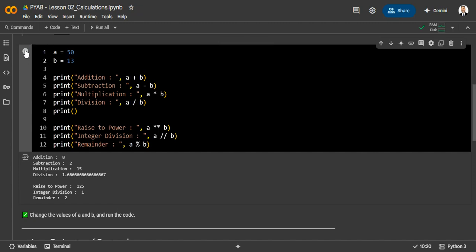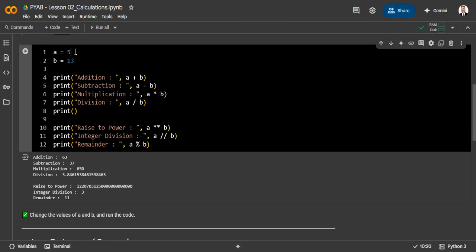Run it, and you can see the calculation immediately updated. You can see the value of a raised to the power is so big because it's 50 to the power 13, 50 times 50 times 50, 13 times. That's why it's so big. So easily you can play around, change these numbers one by one, and you'll learn about them.